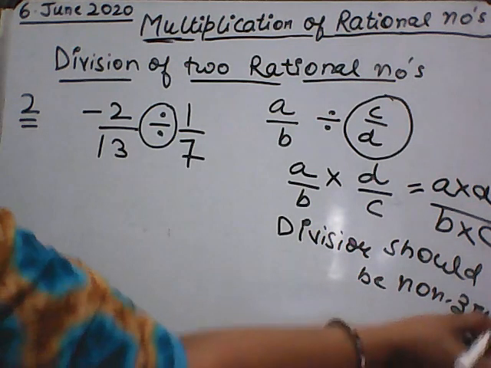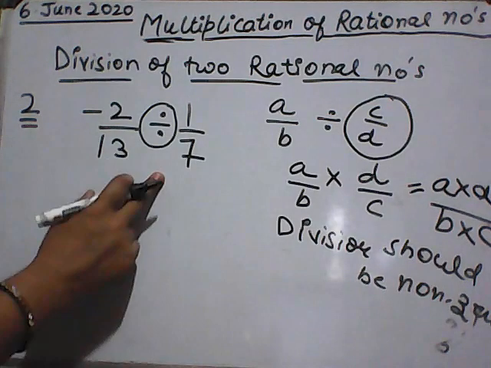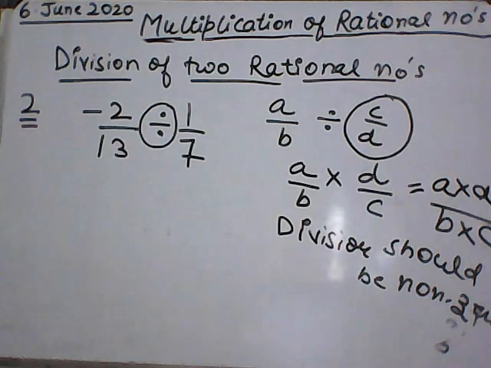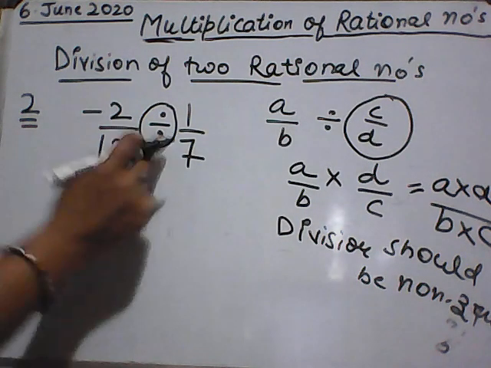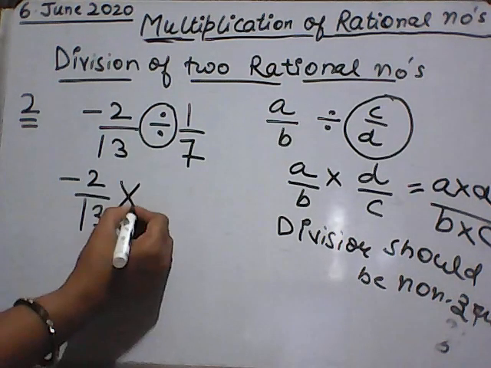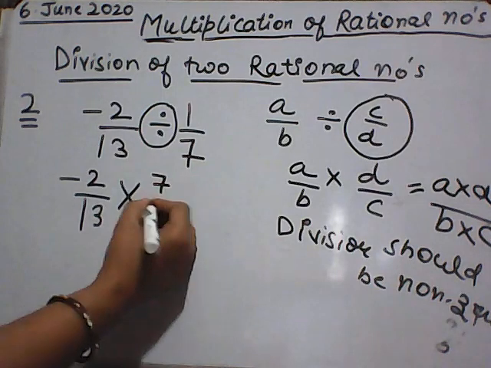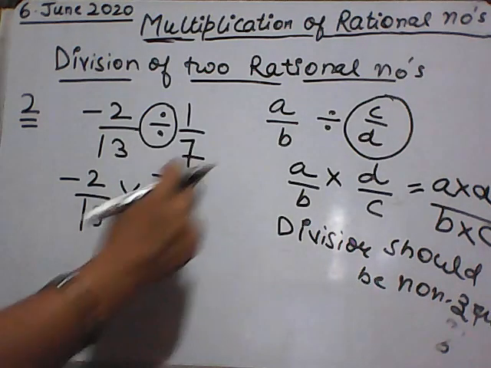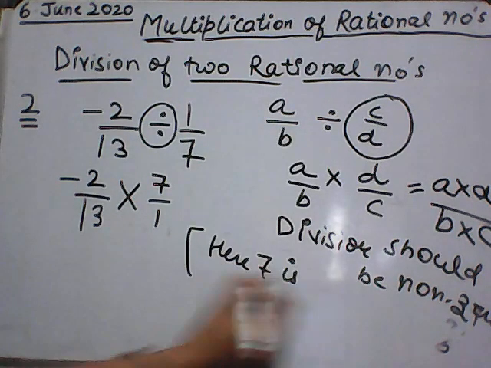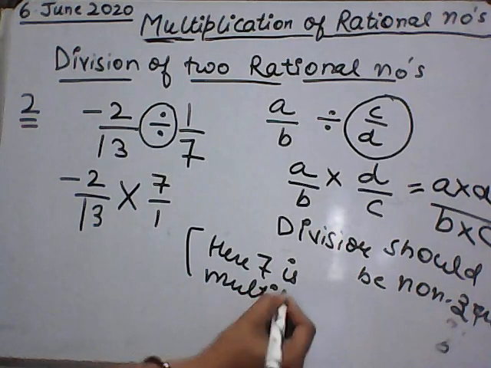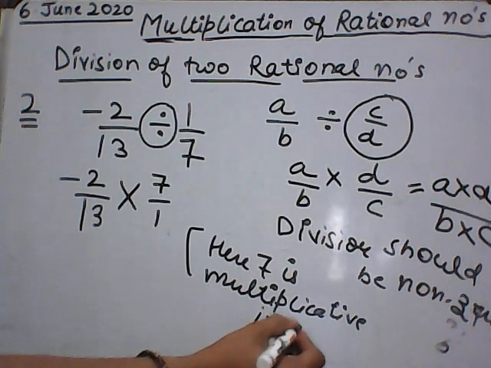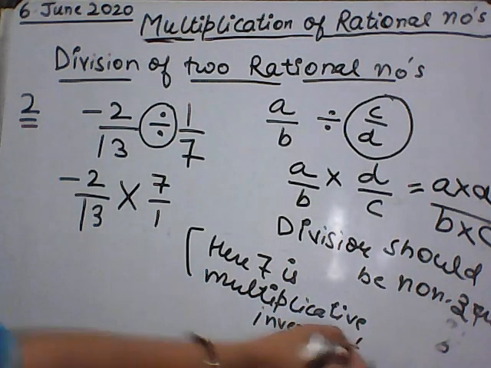Here, you have to find minus 2 by 13 divided by 1 by 7. It is a divisor. Divisor is not equal to 0. First condition is satisfied. Now, how can we find the division? Minus 2 by 13, product of the first rational number with the reciprocal of the second rational number. What is the reciprocal of 1 by 7? 7 by 1. Here 7 is the multiplicative inverse of 1 by 7.